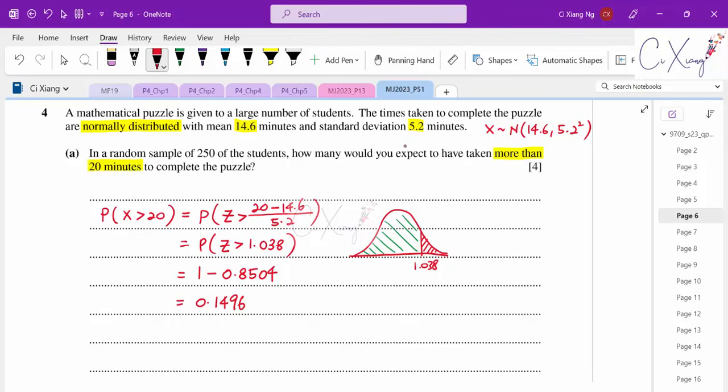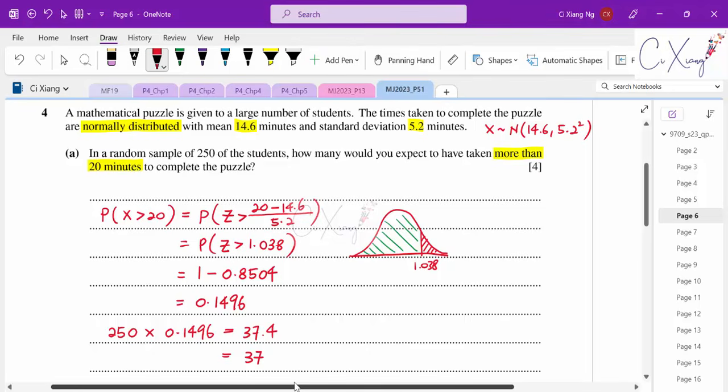Okay, but for this question, they're asking for the expected number from 250 students. That means to get the expected value, I have to take 250 multiplied with 0.1496. So by right, we will get the value, which is 37.4. Since we are talking about the number of students, we will actually keep our final answer as a positive integer. So you can keep your answer as 37. Okay, so the answer will be 37.